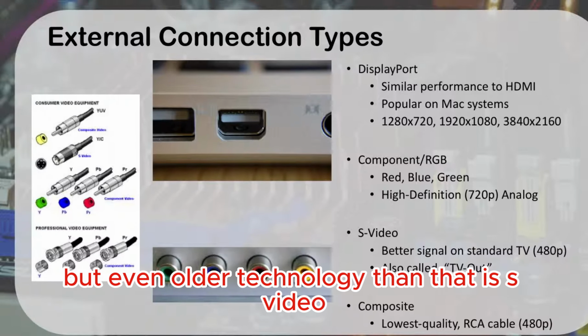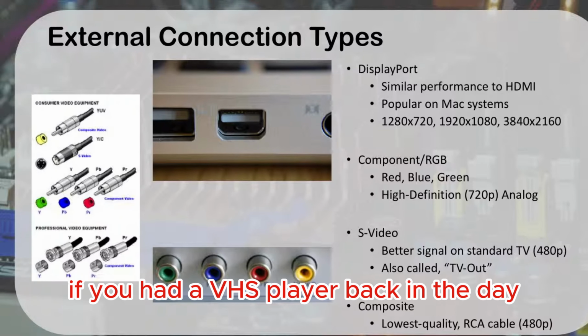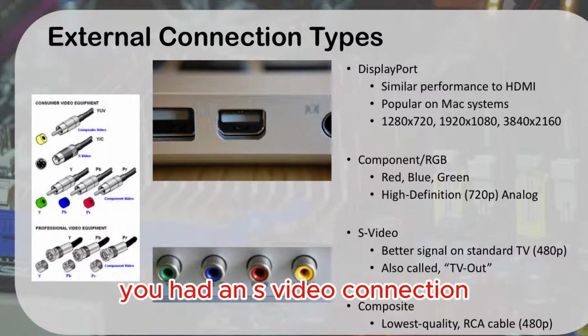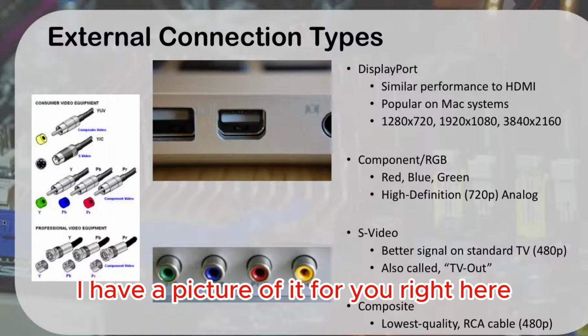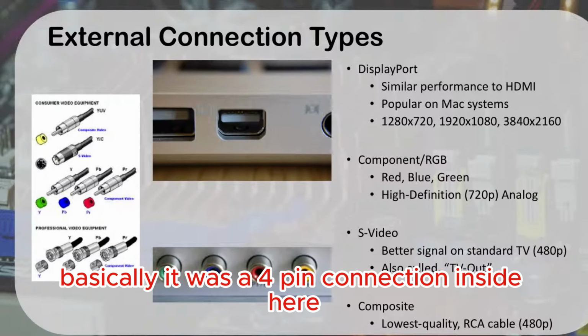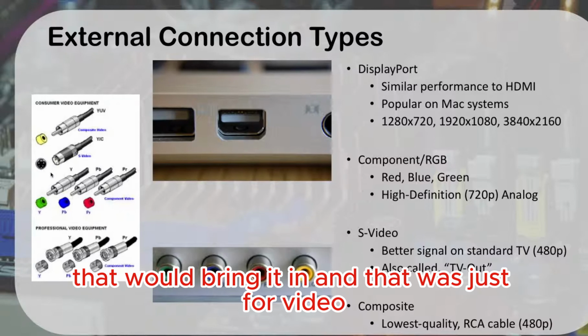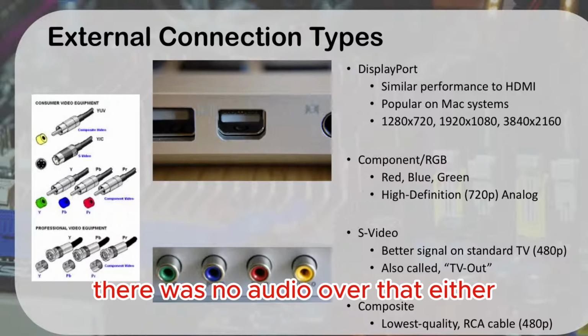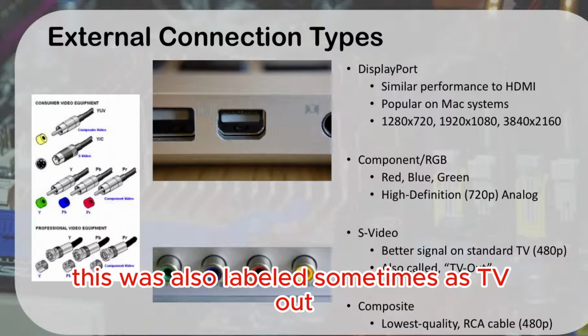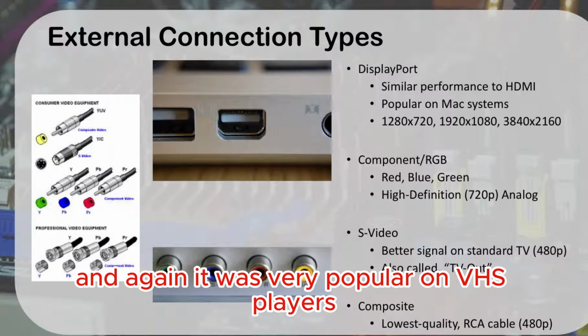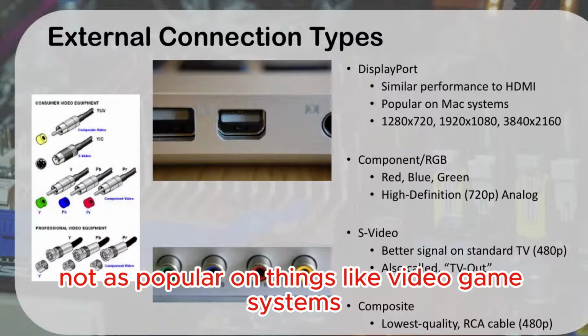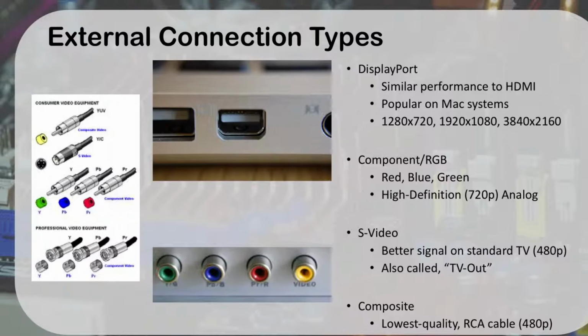An even older technology is S-Video. If you had a VHS player back in the day, you had an S-Video connector. If you look here on the screen, I have a picture of it for you. Basically, it was a 4-pin connection, and the cable would be a single cable that would bring it in, and that was just for video. There was no audio over that either. This was also labeled sometimes as TV out, and again, it was very popular on VHS players. Not as popular on things like video game systems or even on computers.